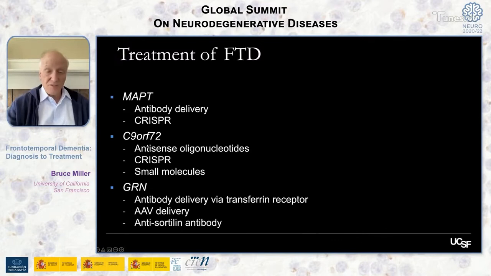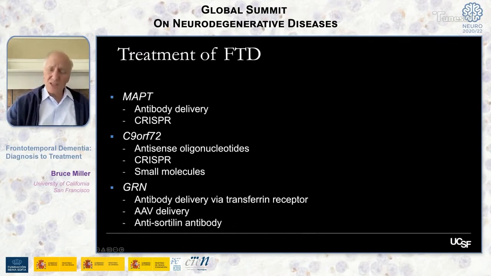With C9orf72, antisense oligonucleotides, do we get enough of them into the brain? We don't know. Hasn't been a great study of frontotemporal dementia. CRISPR, again, Claire Cleland has taken this field on and is developing very exciting approaches. Of course, small molecules that interfere with the hexanucleotide repeat will also be tried in the coming decade.